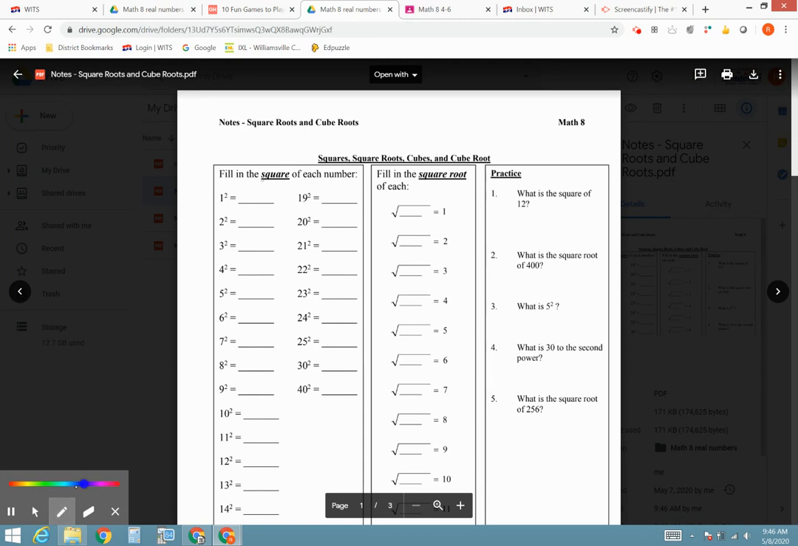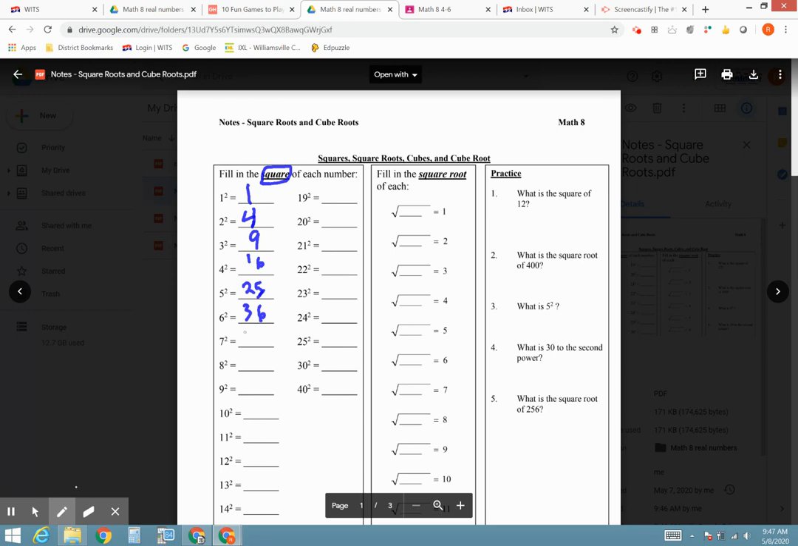Squaring a number, when we square a number, we multiply that number by itself. So 1 squared is 1 times 1. 2 squared is 2 times 2. 3 squared is 3 times 3. 4 squared, 5 squared, 6 squared. What's 7 squared?